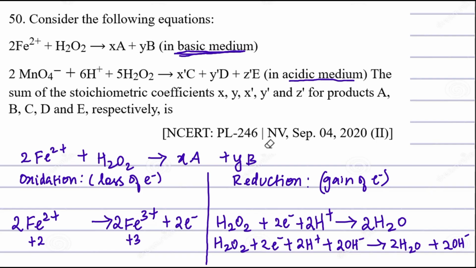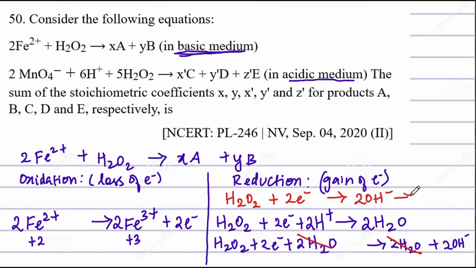Then, as I already told, H plus and OH minus together will make H2O. So on the reactant side, 2H plus and 2OH minus will make 2H2O. So on the reactant side you have 2H2O and on the product side also you have 2H2O. So let us cancel that. The overall reduction half reaction I will write here: H2O2 plus 2 electrons gives 2OH minus. So this is the reduction half reaction.